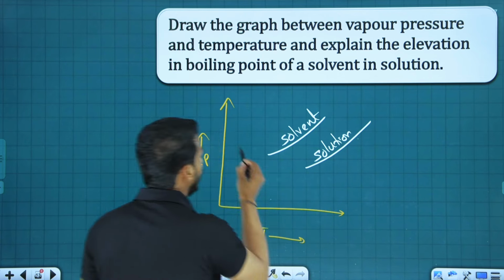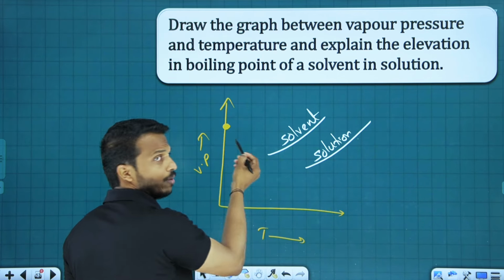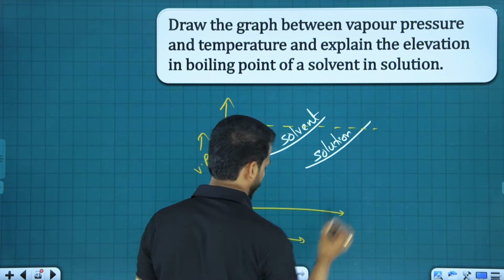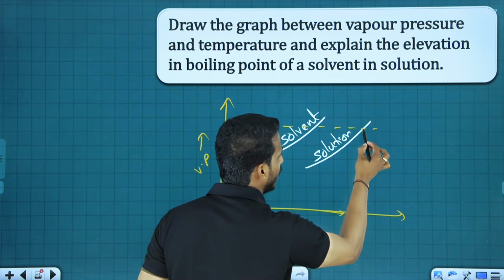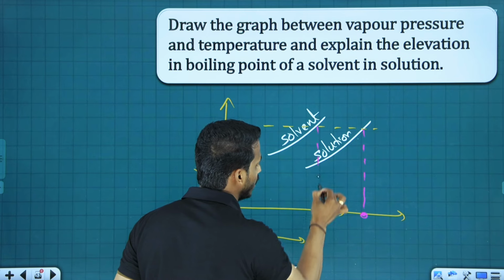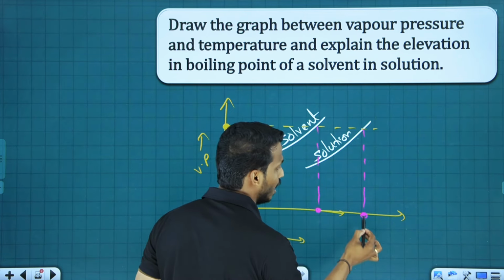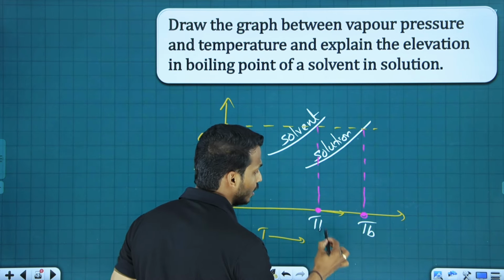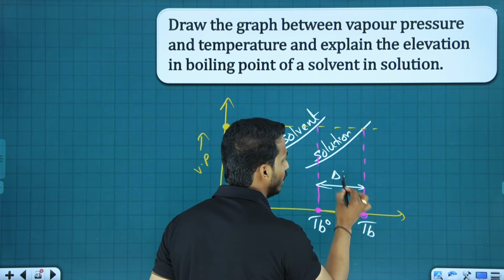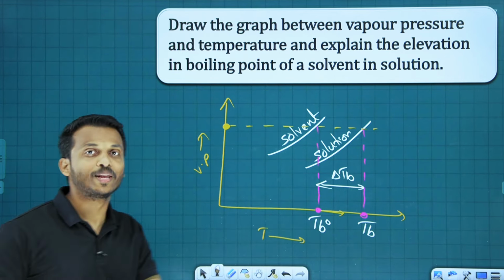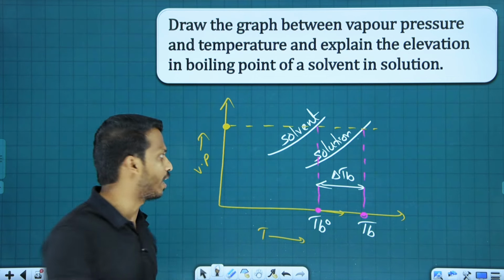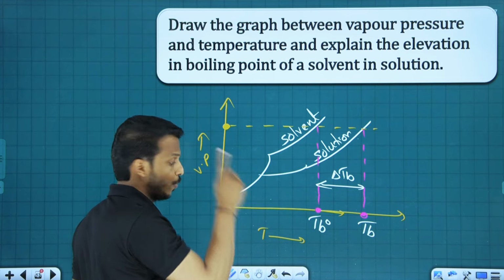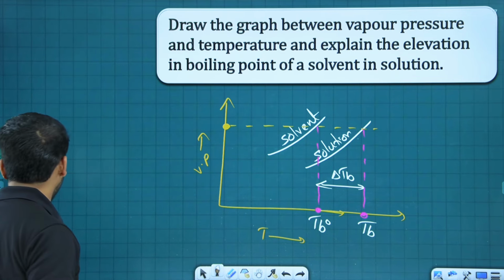If you consider a particular pressure, for example 1 atm, at that particular pressure, what is the boiling point? It is meeting at this point, and it is meeting at this point. This is the boiling point of the solution, that is Tb. This is the boiling point of the solvent, that is Tb naught. So the difference will be delta Tb. This graph we studied. In depression in freezing point also we studied one graph, where this is the liquid solvent and this is the solid solvent. Hope you remember that. That is the graph for this.